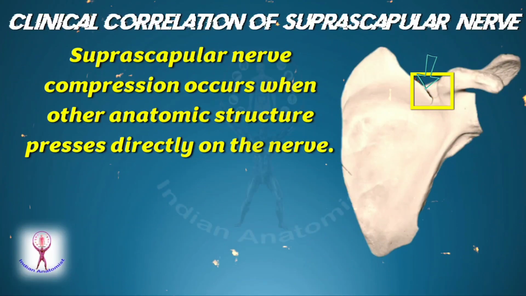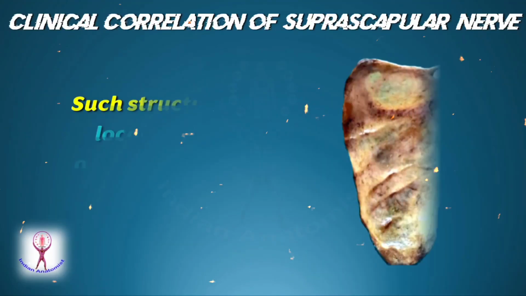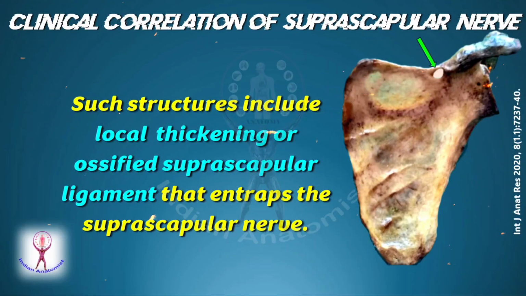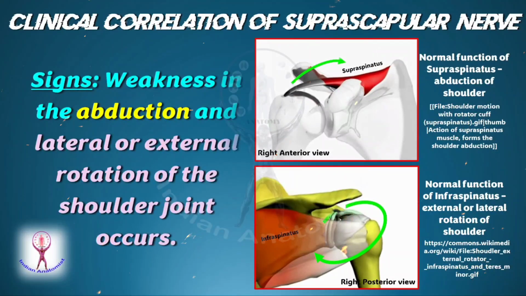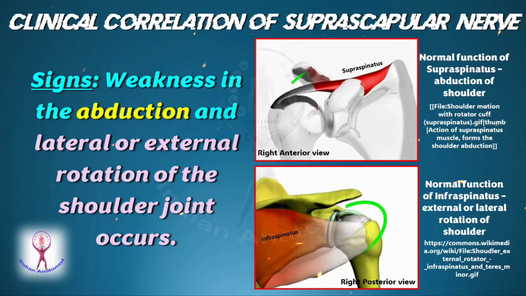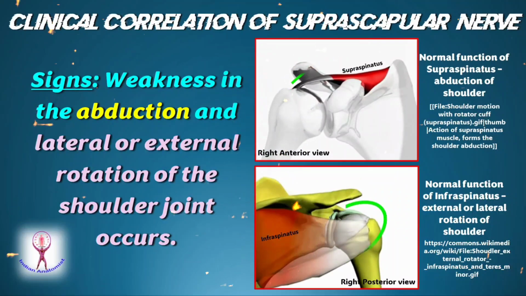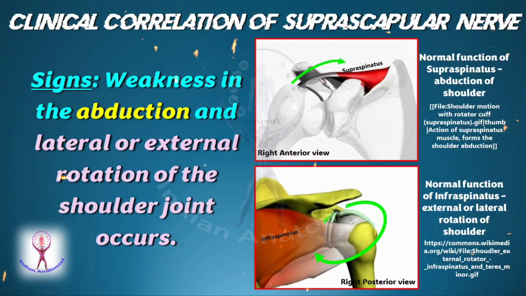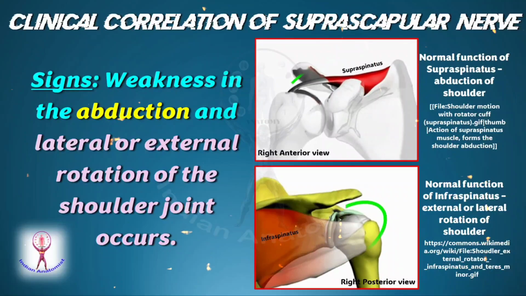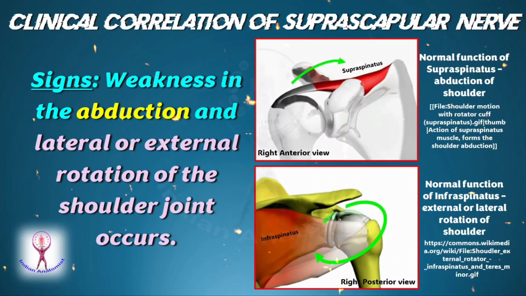Suprascapular nerve compression occurs when an anatomical structure produces direct pressure on the nerve. Refer to the illustration. The anatomical structure depicted is the suprascapular ligament. This ligament may become either thicker or ossified, permanently converting the suprascapular notch into a small bony aperture. Because of this, injury of the suprascapular nerve results in weakness in shoulder joint abduction and lateral rotation. This results from the paralysis of the supraspinatus and infraspinatus muscles.